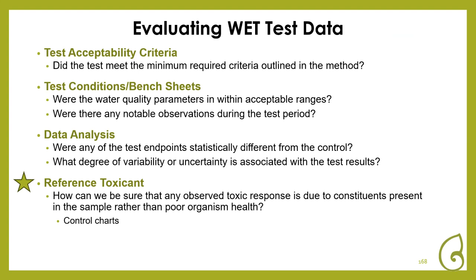Then we look at the test conditions and bench sheets. So we can look at the raw data that was collected and verify water quality parameters were within range for a particular species tolerance, or if there were any notable observations during the test period. In data analysis, we use a statistical program to calculate if any of the sample exposures were significantly different from the control. And we also assess the degree of variability or the degree of uncertainty associated with the test results.